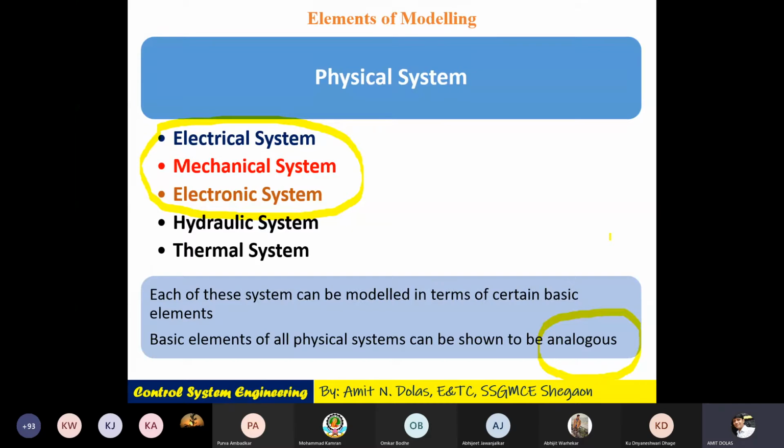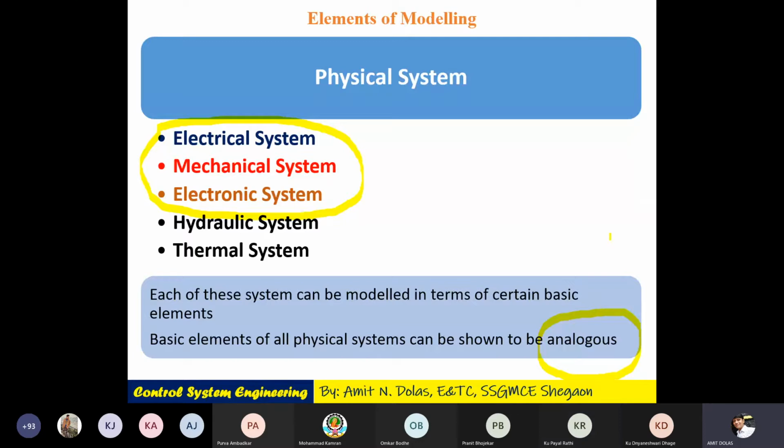Sir, random in nature. Okay. Any other answer? Because we are working on this analogy of the system. Any other answer from anybody? So it is similar. Yeah, it is similar.